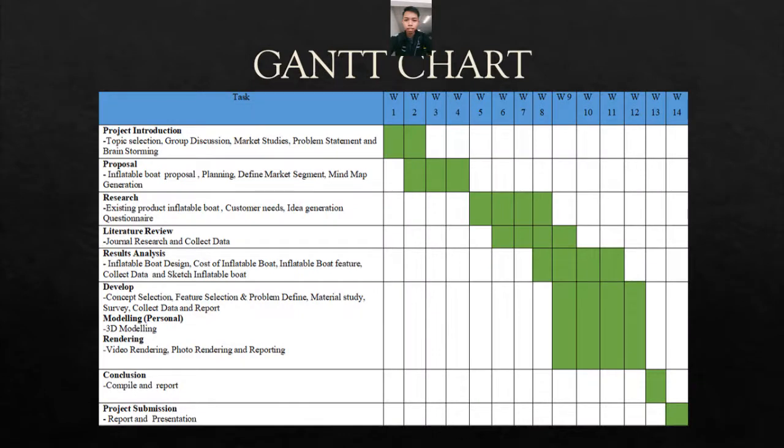Gantt chart. Gantt charts are used to guide the project growth and complete the project without missing any task. The Gantt chart also keeps us on track and increases the efficiency of this project.